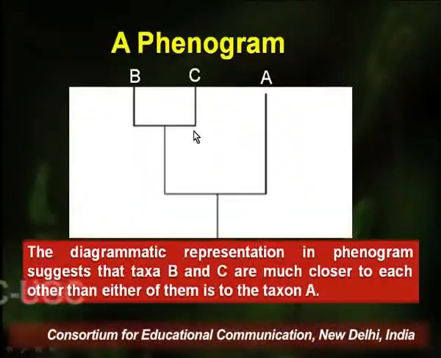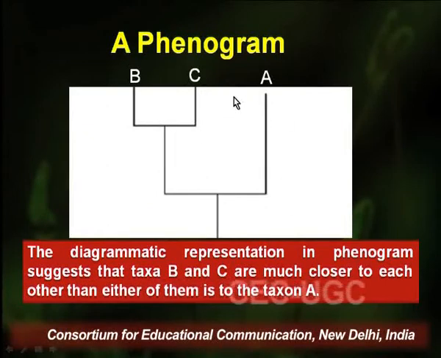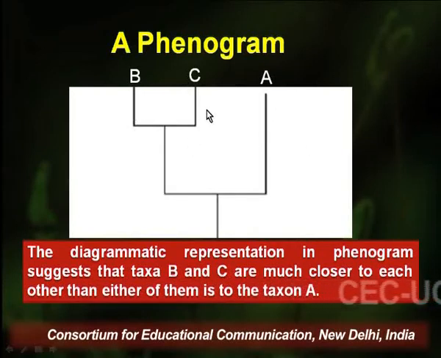Now this slide shows a phenogram, a simple phenogram for the hypothetical example which we took of A, B and C. So now we had studied 3 characteristics 1, 2 and 3, and we saw the presence and absence of the characteristics in them. So you see that this is a diagrammatic representation in the form of a phenogram of the characters studied, and we can see that this phenogram shows B and C taxa are much closer to each other than they are to the taxon A.